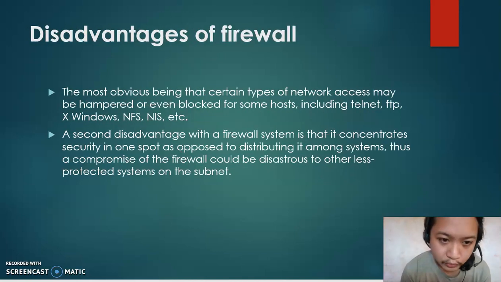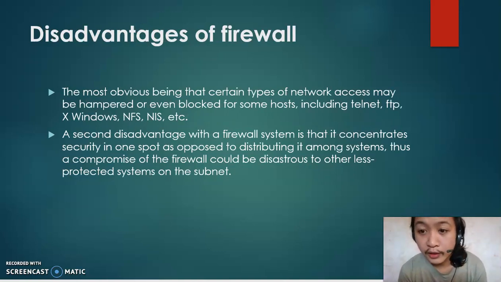Disadvantages of firewall: the most obvious is that certain types of network access may be hampered or even blocked by some hosts, including Telnet, FTP, X Windows, and NFS or NIS, etc. The second disadvantage is that the firewall system concentrates security in one spot, as opposed to distributing it among systems. Thus, a compromise of the firewall could be disastrous to other, less protected systems on the subnet.